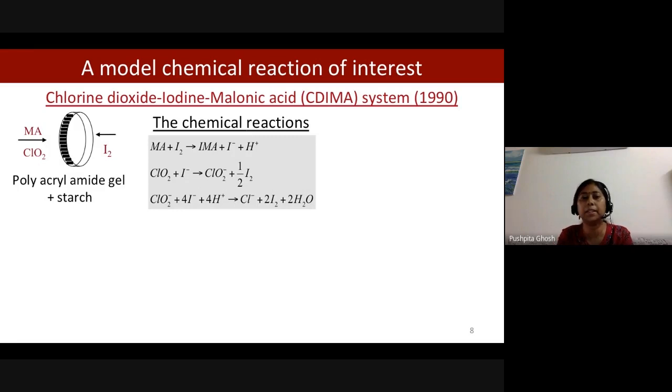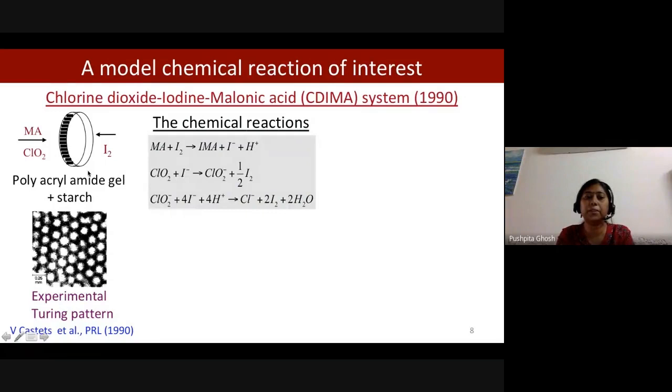But these are the key processes I have shown here: malonic acid reacts with iodine and forms iodide, and this iodide then reacts with chlorine dioxide and forms chloride, and other steps also happen. So basically it's an autocatalytic reaction, and it has been noticed that the main players of these reactions, iodine, iodide, and chloride, are the intermediates, and they decide the overall fate of the reaction. Experimentally, Castets and co-workers realized Turing patterns in this type of reactor, where you could see spot-like structures come up. The bright spots are the iodide, which is one of the intermediates and acts here as an activator.